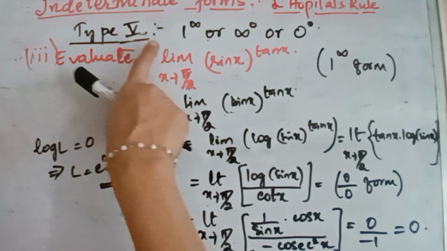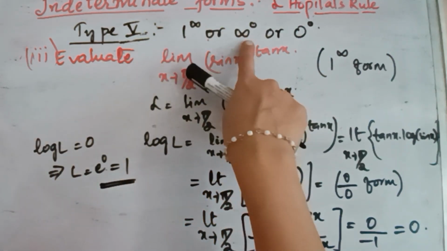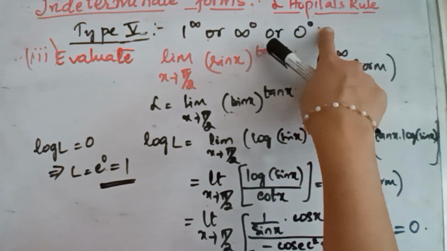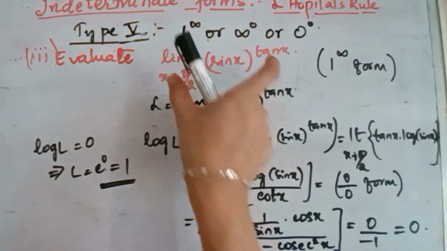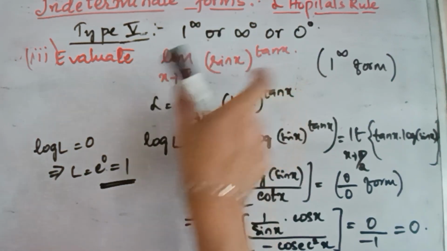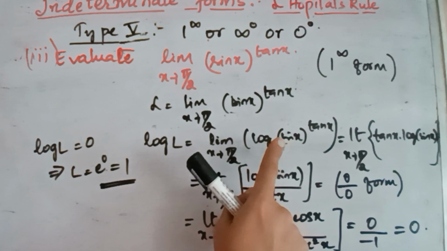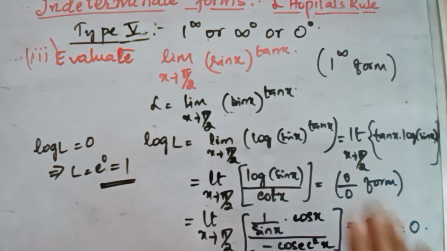Therefore, under type 5, we have 1 power infinity, infinity power 0, or 0 power 0, which have to be converted into either 0 by 0 form or infinity by infinity form by taking this particular value as L and applying natural logarithm on both sides. Do the simplification. I hope you understood the concept.